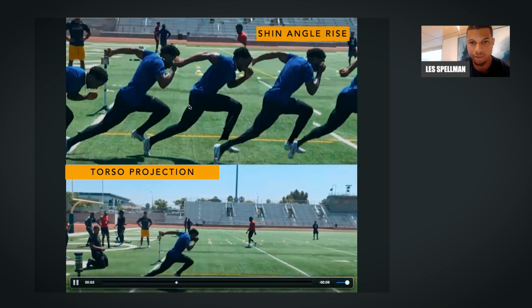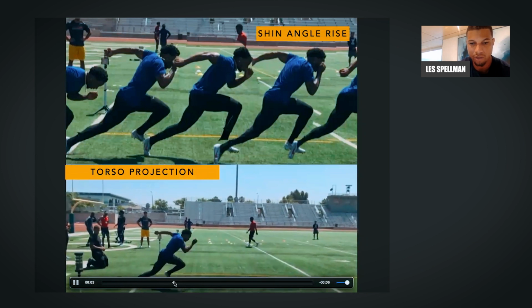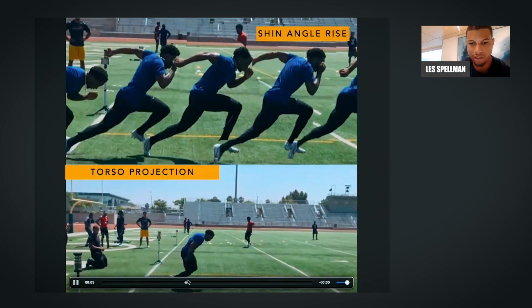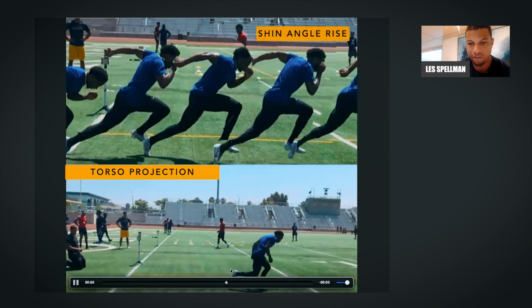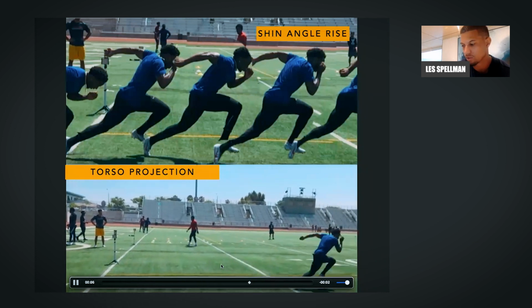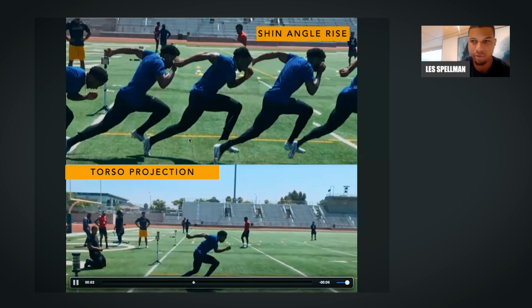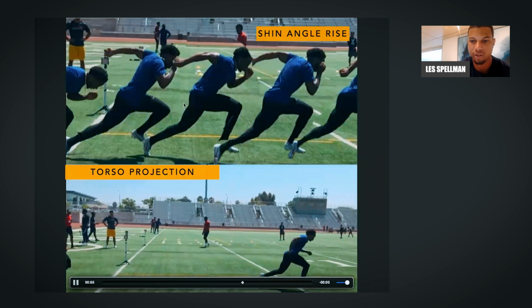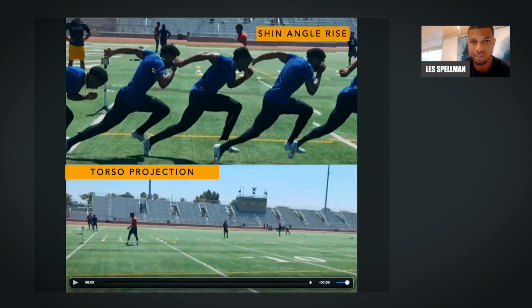The other thing that we'll see here is that his shin angles are going to rise every step. So initially it's a very acute angle and back. The next angle is going to be less acute and less acute, less acute until the point that it's vertical. So typically athletes will accelerate about 7 steps before that shin becomes completely vertical and their torso is still driving forward. So we see these large changes in angles.